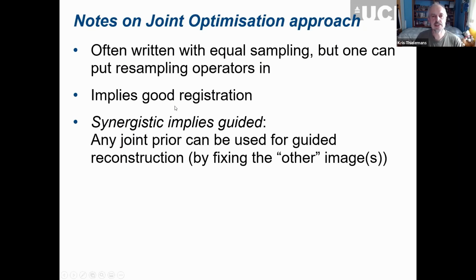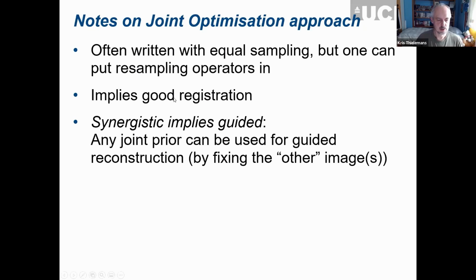Clearly, all of this is going to fail dramatically if your images are not registered. So for dual energy CT or so, where the acquisitions are done at the same time, that is not a problem. For any sequential acquisition, this is potentially disastrous. So those are things that you have to take care of.